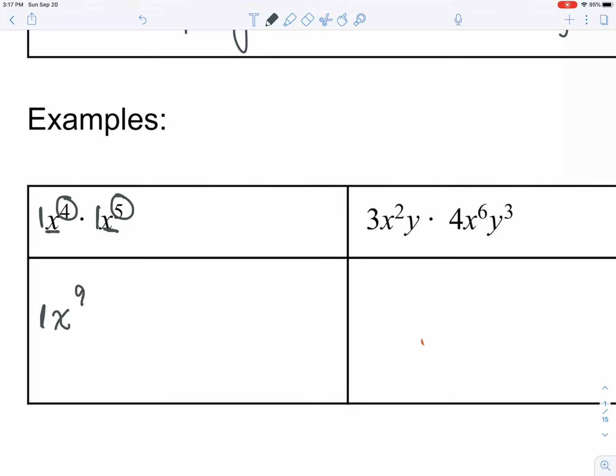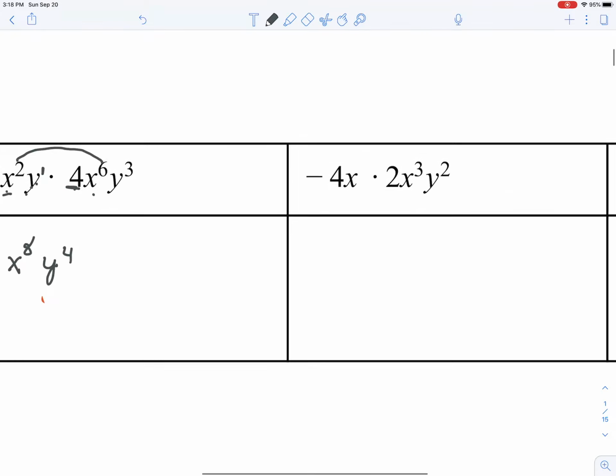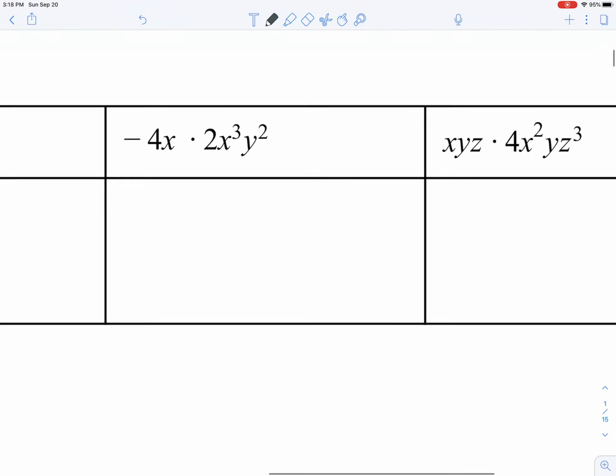In our second example, our coefficients are 3 and 4, so we're going to multiply that together to get 12. And then we're going to have x to the second times x to the sixth. Since they have the same basis, we're going to add exponents. And same thing for the y's, but we have to remember, because there's nothing there, it's understood to be a 1. So 1 plus 3 is 4. Okay? All righty.